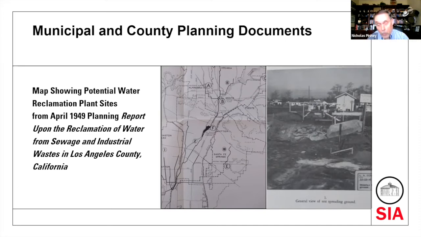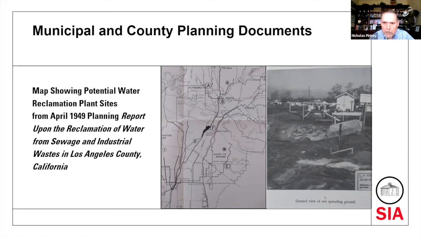The slide shows a map from the report with the Whittier sewage disposal plant incorporated as a potential site for water reclamation. The plant is marked by the circled letter E. The study was prepared by the districts in cooperation with the county, Los Angeles County Surveyor and County Flood Control District.